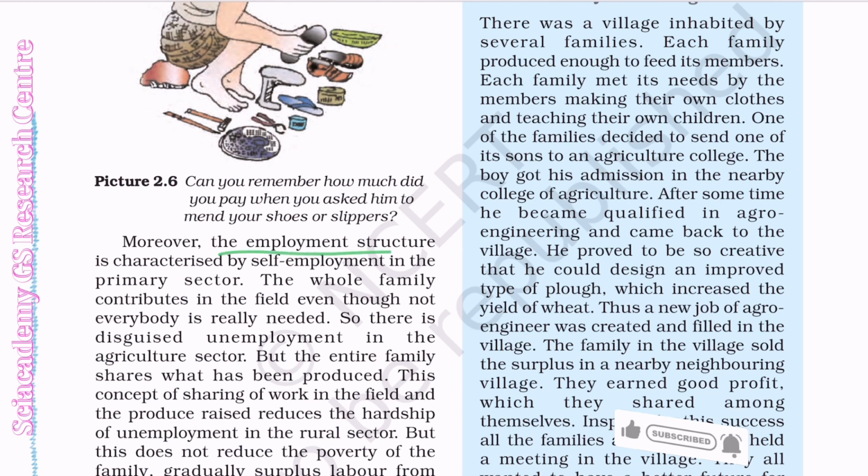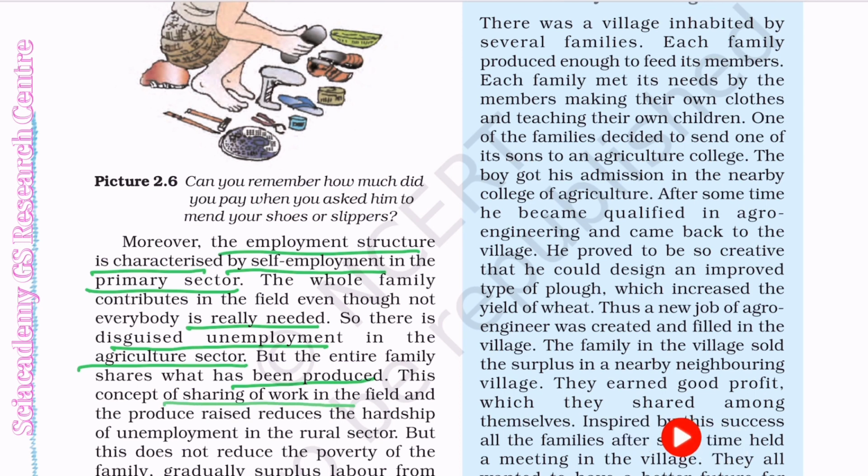Moreover, the employment structure is characterized by self-employment in the primary sector. The whole family contributes in the field, even though not everybody is really needed. So there is disguised unemployment in the agriculture sector, but the entire family shares what has been produced. This concept of sharing of work in the field and the produce raised reduces the hardship of unemployment in the rural sector. But this does not reduce the poverty of the family.